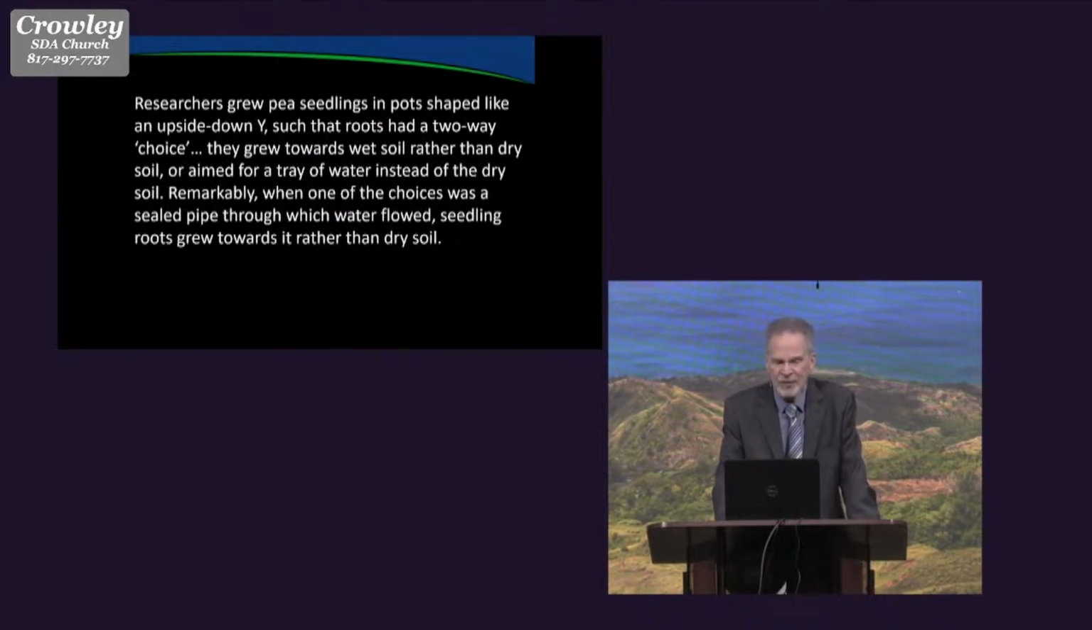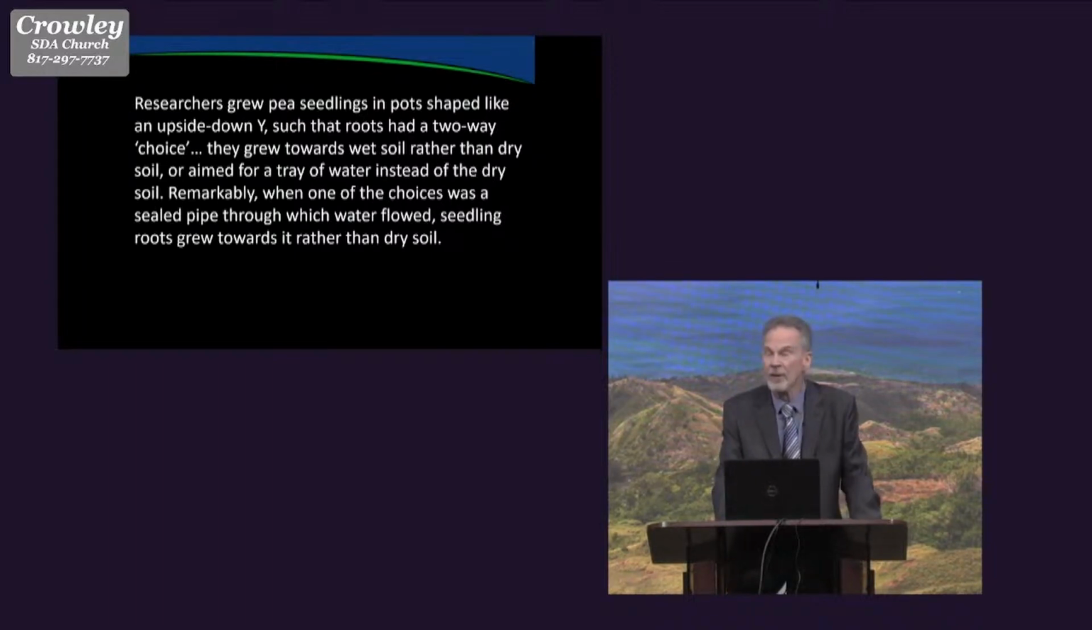Really? Researchers grew pea seedlings in pots shaped like an upside-down Y, such that roots had a two-way choice. They grew towards wet soil rather than dry soil, or aimed for a tray of water instead of the dry soil. Remarkably, when one of the choices was a sealed pipe through which water flowed, seedling roots grew towards it rather than dry soil.